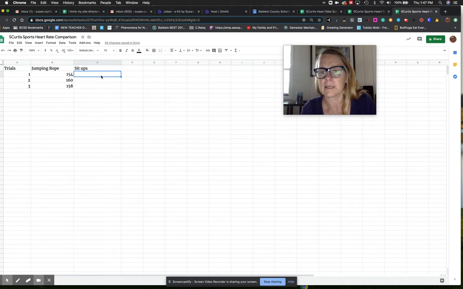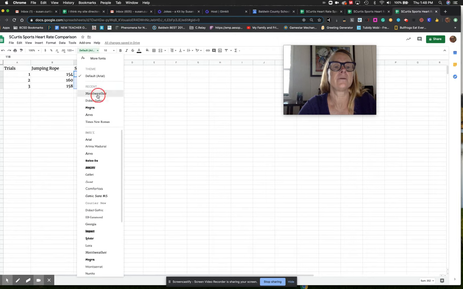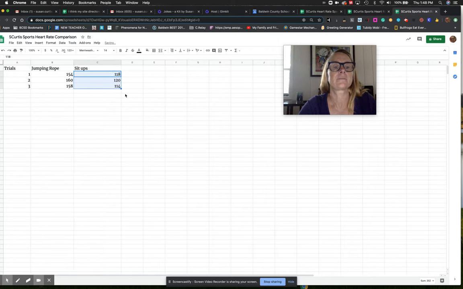Now, when I did sit-ups, my heart rate didn't go up that much. The first time it was 118, the second time it was 120, and the third time it was 114. And like this, I need to make these also in the right font. All right. Now, my third sport.